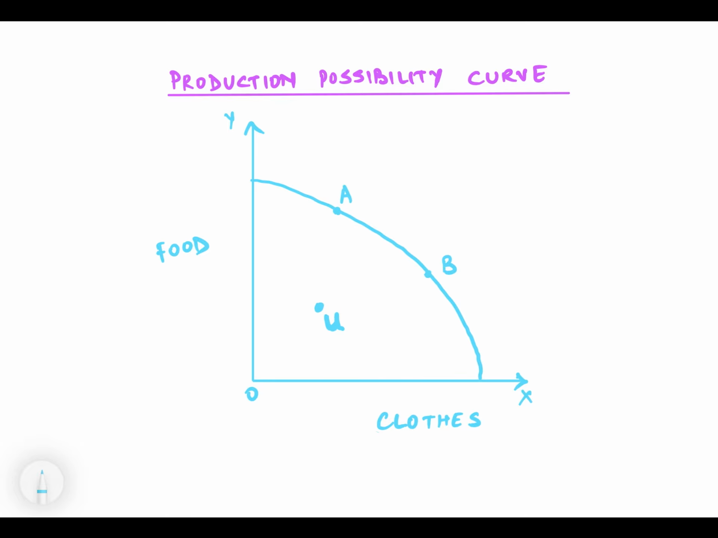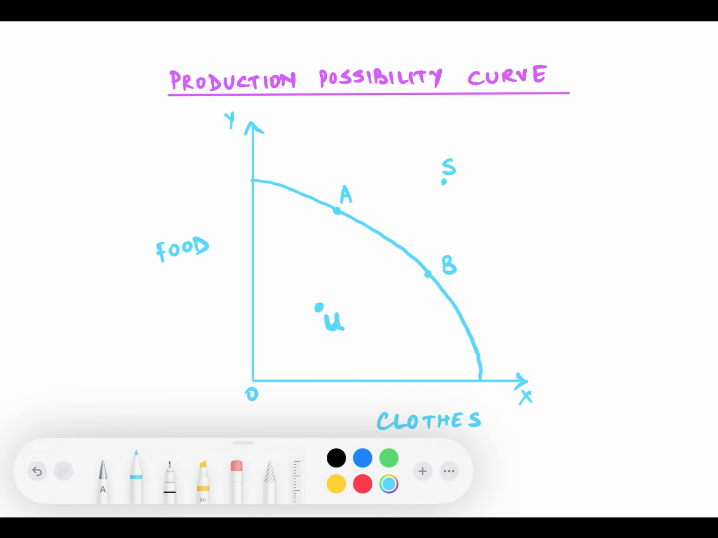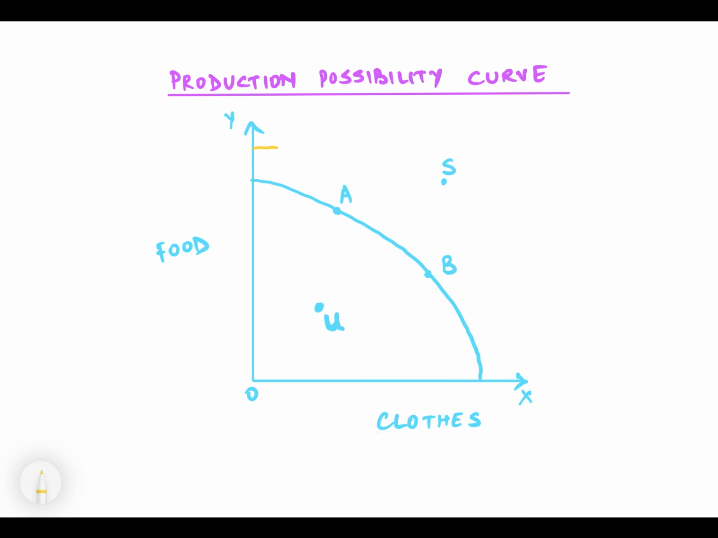Any point outside the curve, let's mark it S. It's unattainable with the current resources, so probably scarcity of resources. So remember that way: S can show any point outside which is unattainable with the current resources. In case the economy is able to improve its technology, or let's say the resources are growing in the economy, then the entire curve shifts outward. So we are going to show another curve like this.